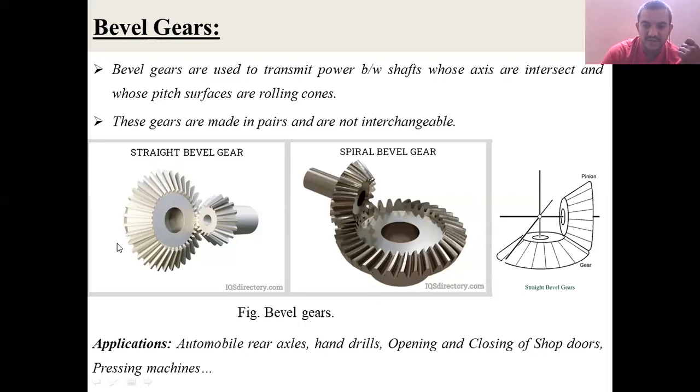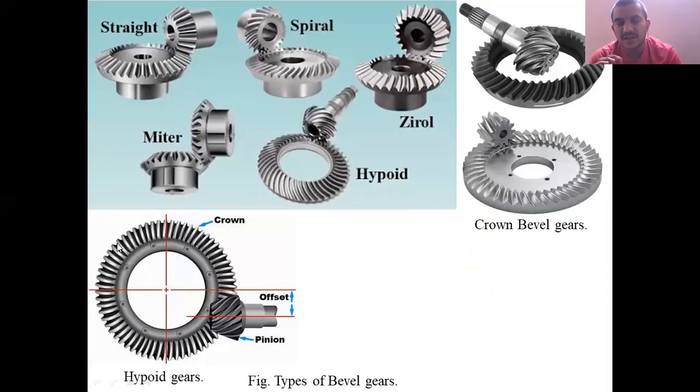Right. Next. Now, what are the different types of bevel gears? There are different types of bevel gear based on how the teeth are formed on the cone surfaces. One, if the teeth formed on the cone surface are straight, then it is called a straight bevel gear. You can see here the teeth follow a straight line. This is a straight bevel gear.